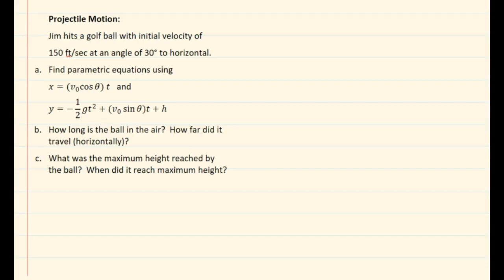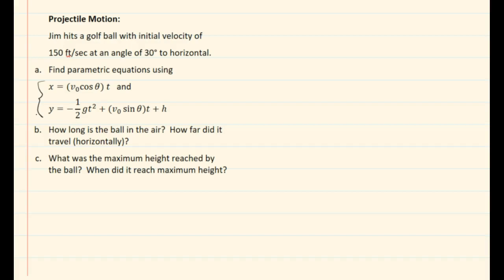This video will go over the last panel in the parametric equation trifold. On the back panel we have this particular word problem about projectile motion. It says that Jim hits a golf ball at an initial velocity of 150 feet per second at an angle of 30 degrees to the horizontal. Our job is to find parametric equations using these formulas, and then we need to answer the question about how long the ball is in the air and how far it actually traveled horizontally.